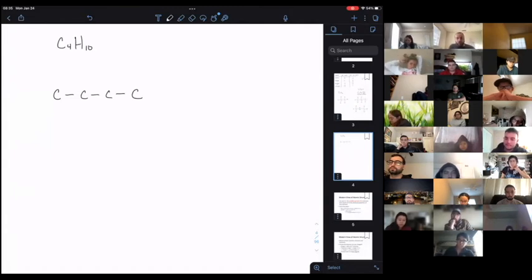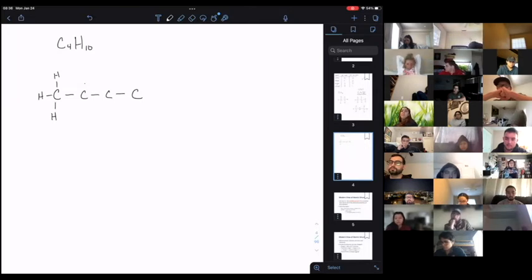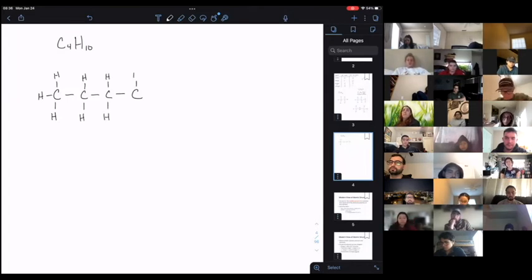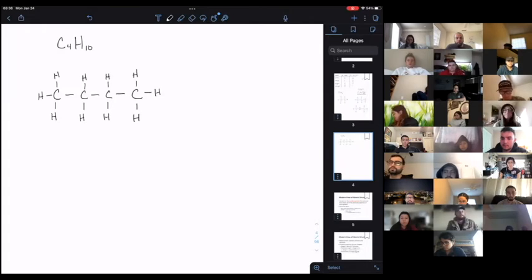Again, we're going to make sure that all of our carbons have 4 bonds. So that means this one needs 3 hydrogens. When I get to this second one, it already has 2 bonds, so it only needs 2 hydrogens. Same with the third one. And then the last one, I need 3. Cool. We all got that? Let me see. Thumbs up, thumbs down. Who got it right?